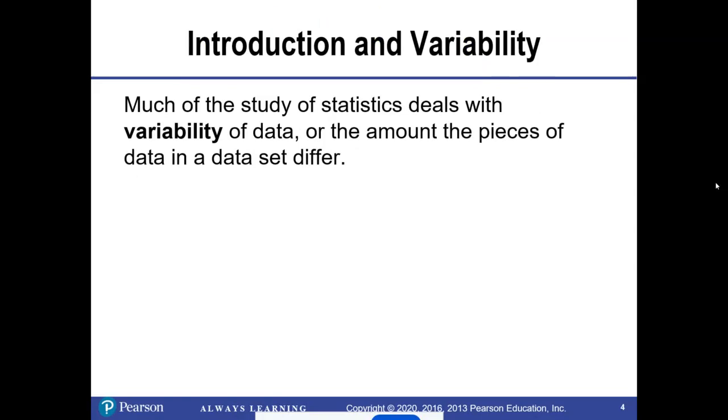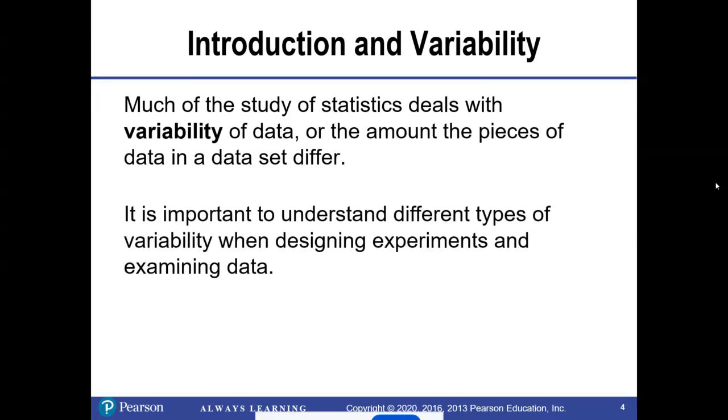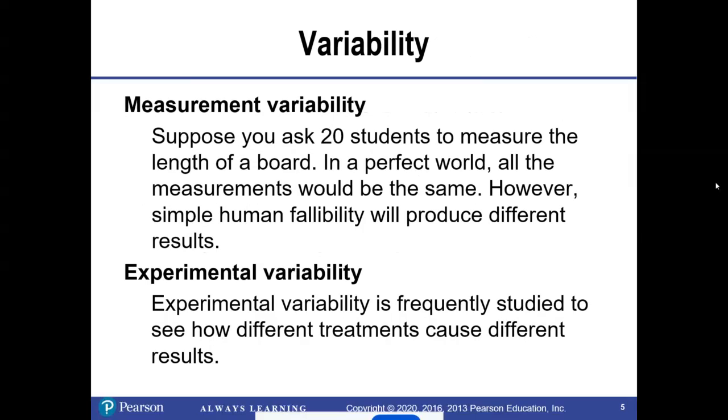Okay, much of the study of statistics deals with variability of data, or the amount the pieces of data in a data set differ. So it's important to understand different types of variability when designing experiments and examining data. So first of all, we have measurement variability. Suppose you ask 20 students to measure the length of a board. In a perfect world, all the measurements would be the same. However, some human fallibility will produce some different results.